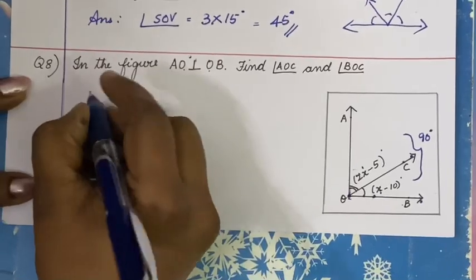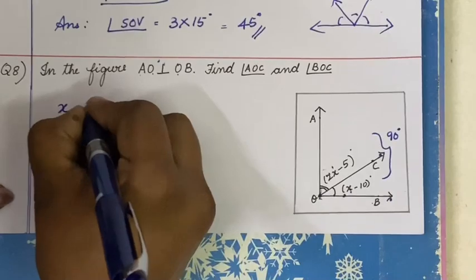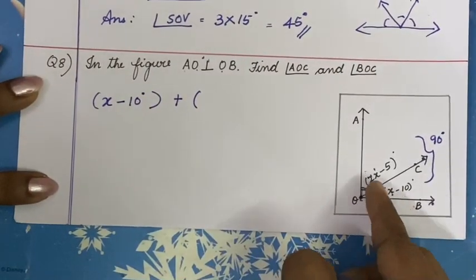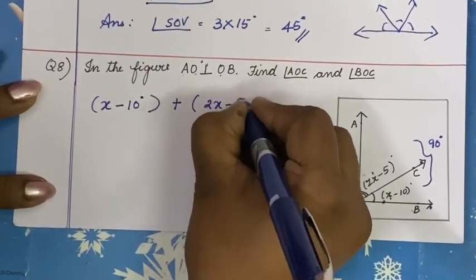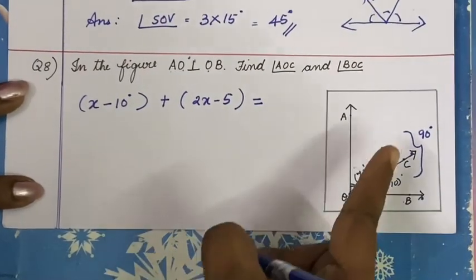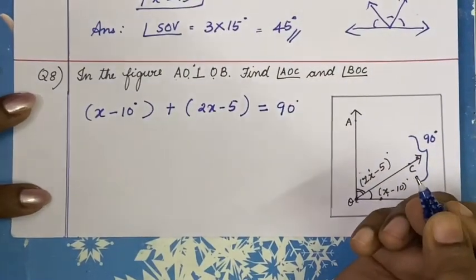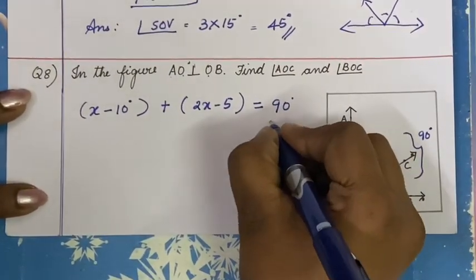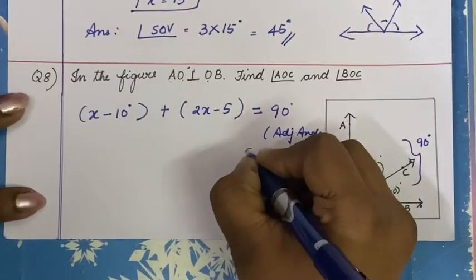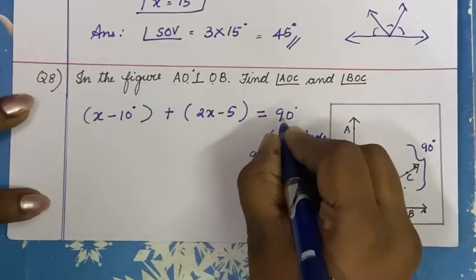So here how are we going to do? Adding up the 2 angles. So first angle is x minus 10 degrees, plus what is the other angle? 2x minus 5 degrees. This together is equal to what? 90 degrees, because the condition is given like that. So here the linear pair concept is not there, the angles in a straight line concept is not there. It is just the concept of adjacent angles, and what is given? AO is perpendicular to OB. That's the reason we are using 90 degrees here.